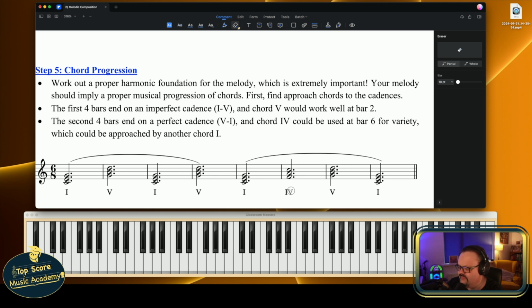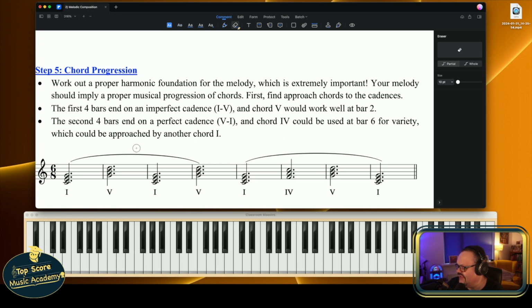We could have put a chord 2 in there as well, or maybe a chord 6 or something, but 4 or 2 are really good predominant chords that come before chord 5. So just for the sake of variety, I'm going to switch it up a bit here. And that's all going to be approached by another chord 1 to start the phrase. So at least the 2 phrases will start with the same harmony, even though harmonically speaking, they do get quite different after that.